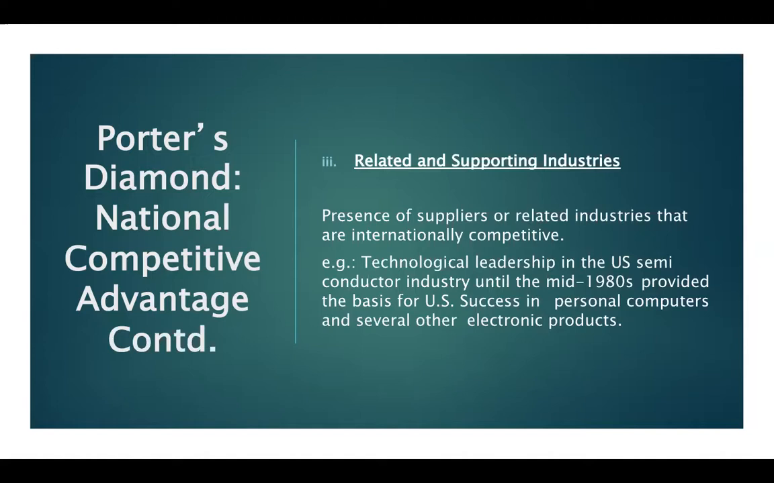For example, the US has a very strong semiconductor industry, and the US had technological leadership in the semiconductor industry until the mid 1980s. This provided the basis for the success of the US in the personal computer industry and several other electronic products. This is because you need semiconductors, you need chips and all, to make personal computers and electronic products. So this is a related industry. The semiconductor industry is a related and supporting industry for the personal computer industry. Such kind of ambience, infrastructure, and structure is required according to Michael Porter to create competitive advantage.